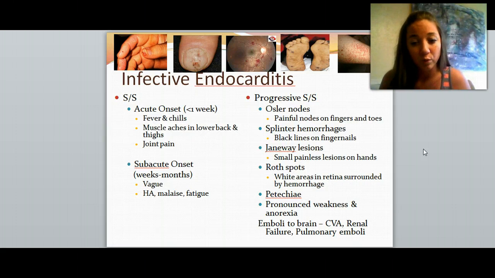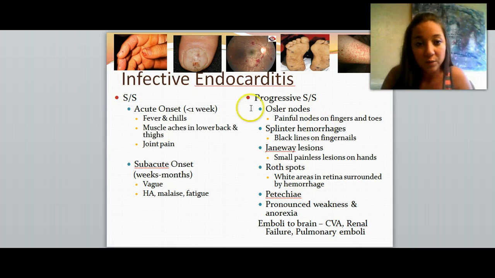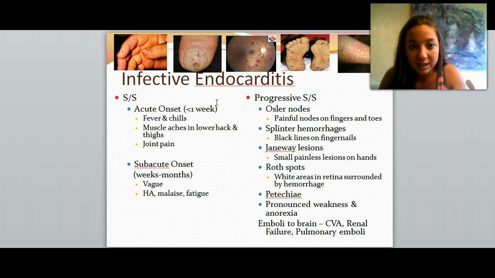So these are the ones that you really need to know that are specific with infective endocarditis. They develop Osler nodes, and these are painful nodes on their fingers and toes, okay? This first picture here is Osler nodes, all right? And then they can develop splinter hemorrhages. You see this here on these fingernails? They look like splinterings, but it's hemorrhages right underneath the fingernail beds.